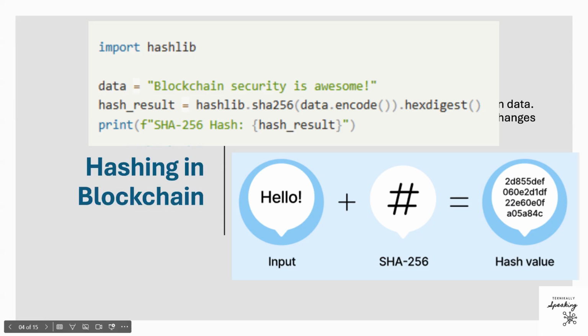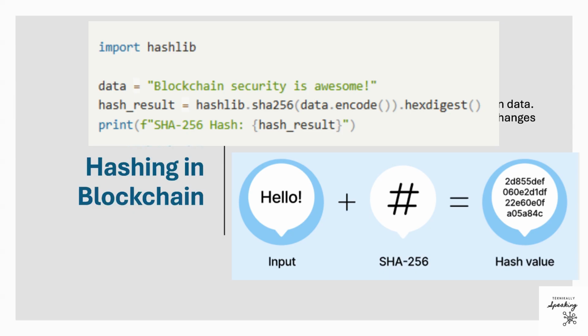Here's an example of SHA-256 hashing in Python. First we would import the hashing library, hashlib. And as you can see in this code snippet, we have data equals "blockchain security is awesome." That's just a string, the input that we want to hash. Again, it's just representing the data.